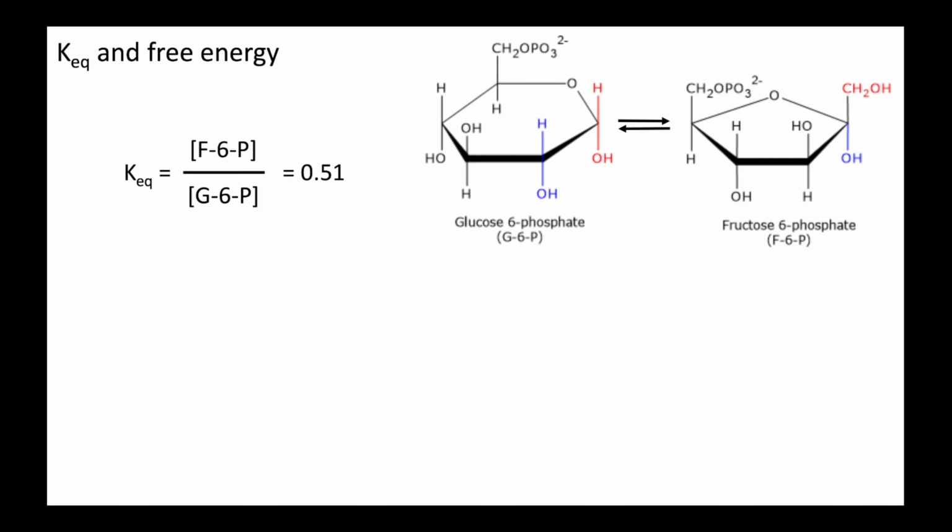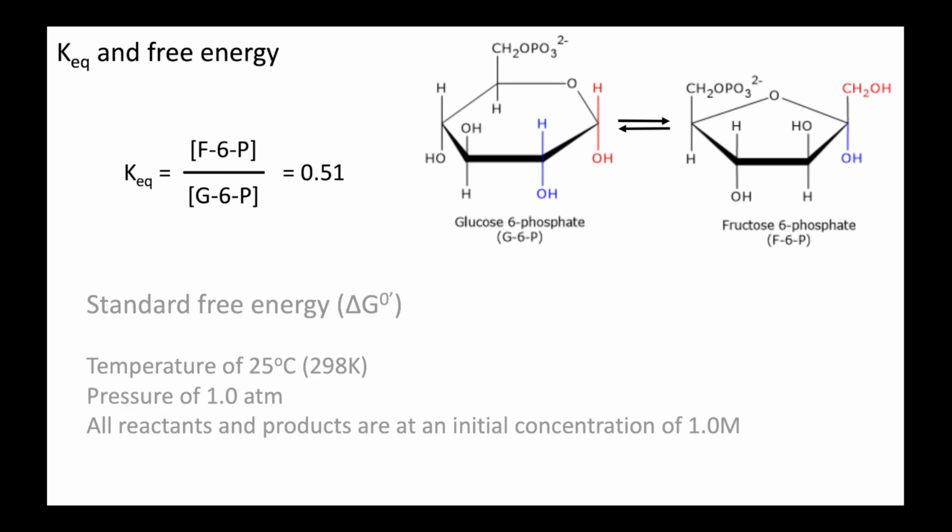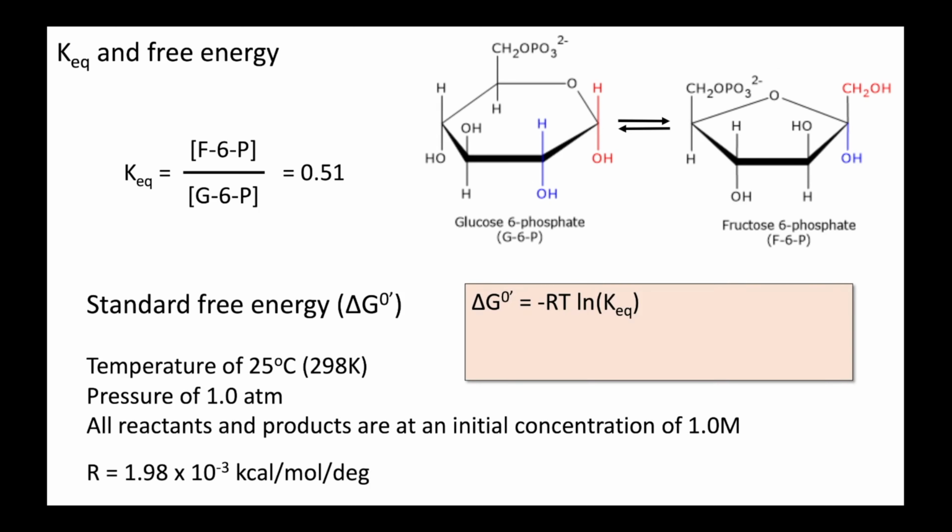Delta G0 prime is defined as the change in free energy under standard conditions. These conditions have been defined as the temperature being 25 degrees Celsius or 298 degrees Kelvin. If gases are involved, they are at a pressure of 1 atmosphere, and all reactants and products are at an initial concentration of 1 molar. We can calculate delta G0 prime using the equation delta G0 prime equals minus RT natural log of the equilibrium constant, where R is the gas constant and T is the temperature in kelvins, which we've defined as 298 degrees.